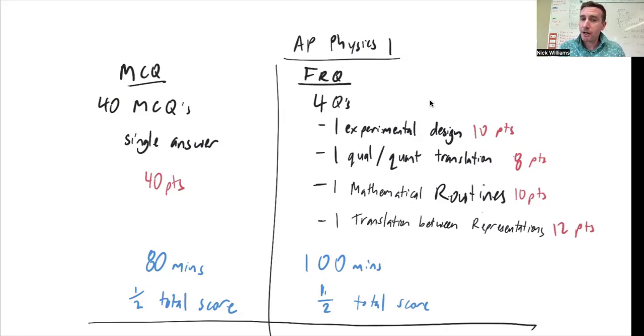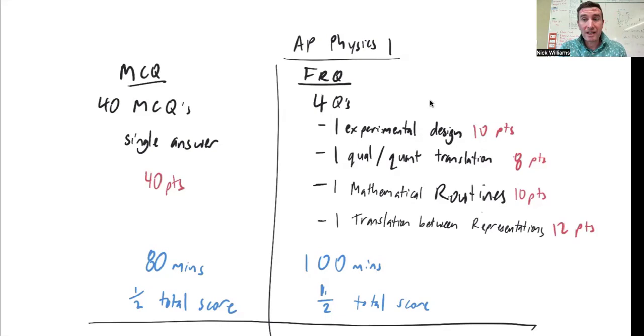There is one question about experimental design that's worth 10 points, one question about qualitative quantitative translation, which is worth 8 points, one question about mathematical routines, which is worth 10 points, and one question about translation between representations, which is worth 12 points. We'll go into detail on all of those. That entire section takes 100 minutes and is worth half of your total score. So you can see there's 40 points on the MCQ side and 40 points on the free response side. So it's a 50-50, even though you have a little bit more time on the free response.